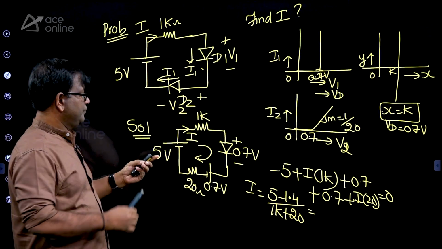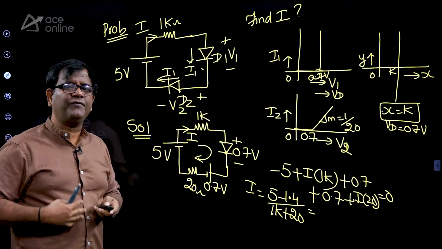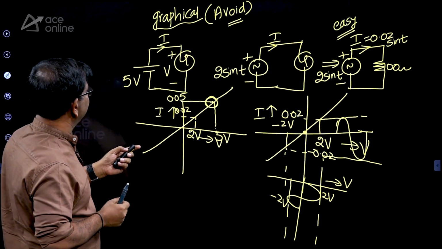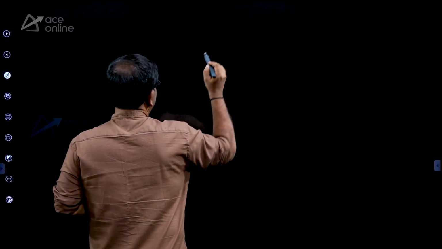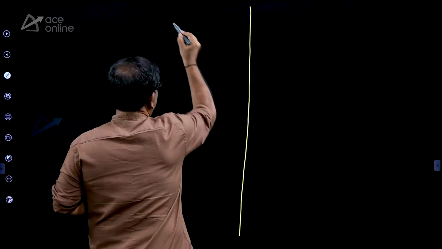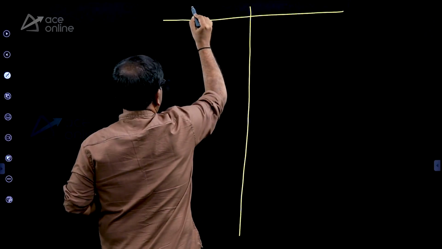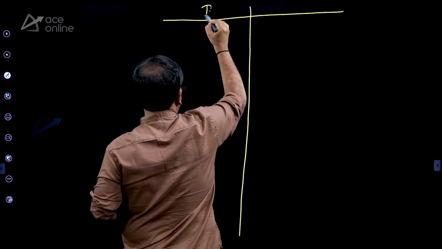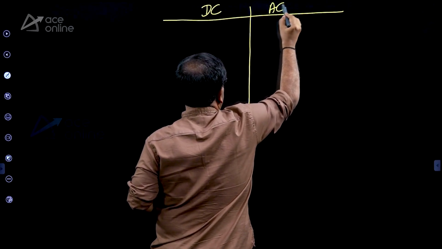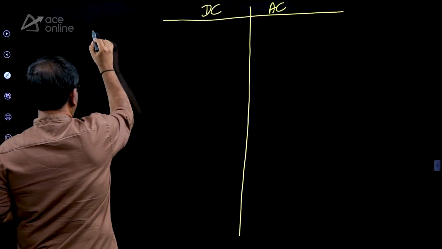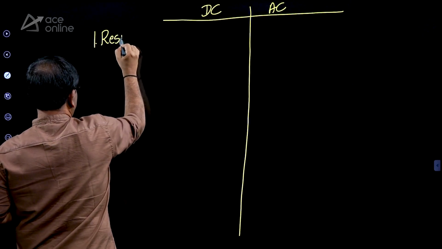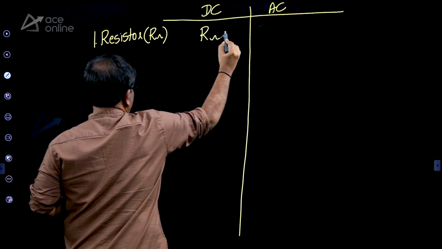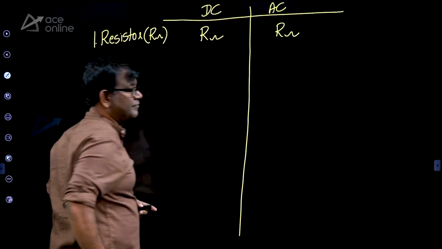So coming to what we have to remember for exam, that is important. What are the topics we have to remember for exam? For exam purpose, so just now I have given a DC voltage and AC. Mostly in exam, you will have DC and AC. So if you have a resistor of R ohms, then resistor is same both for DC and AC.